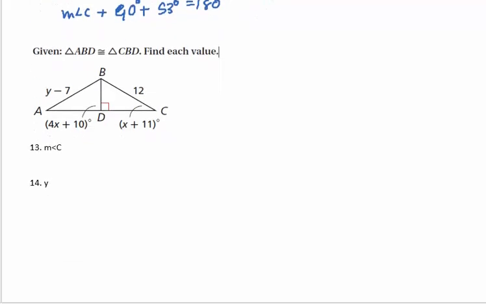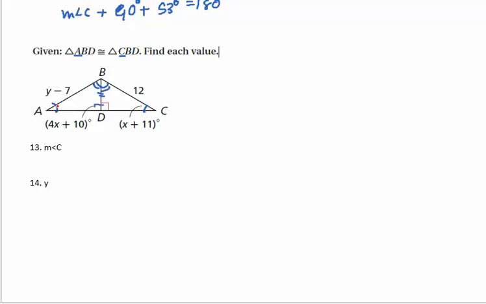In this problem, we know that BD is a shared side. The reflexive property tells us that it is congruent to itself. So that side will be the same in both of them. We also know that angle A is congruent to angle C because of the congruence statement. We know that angle B is congruent to angle B.